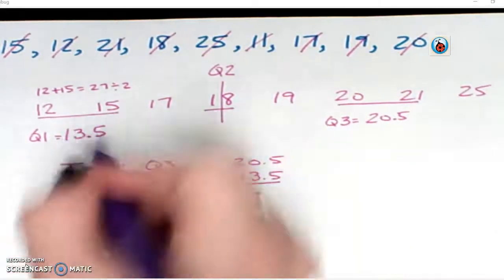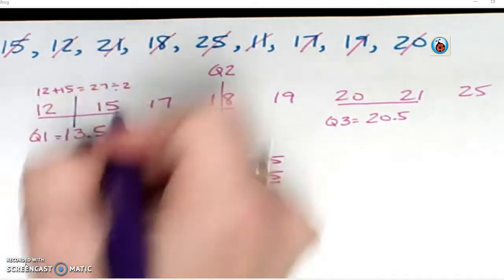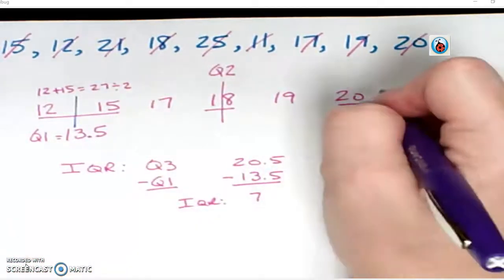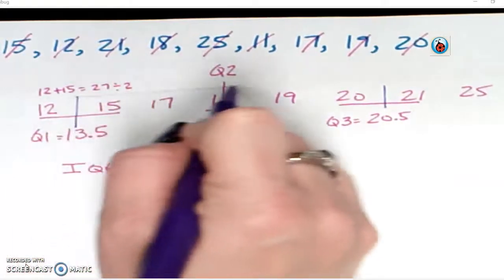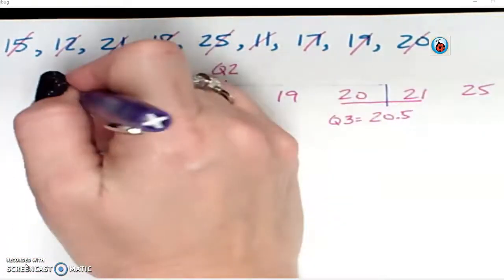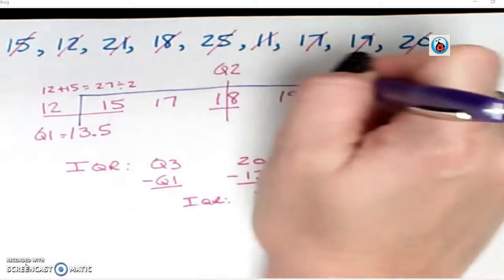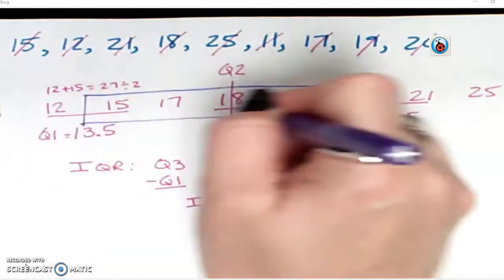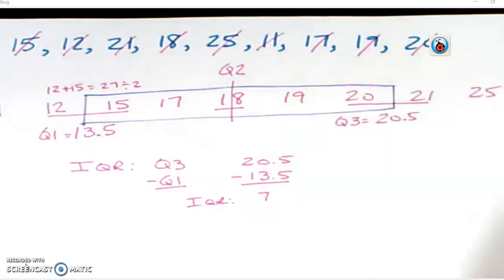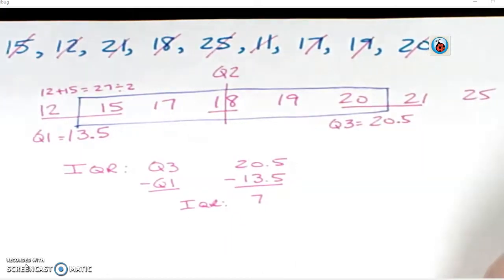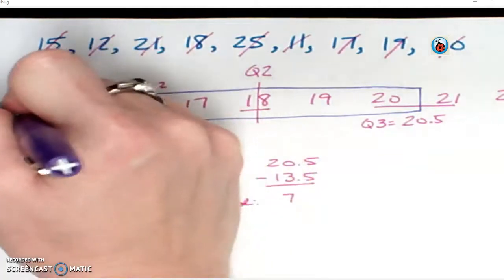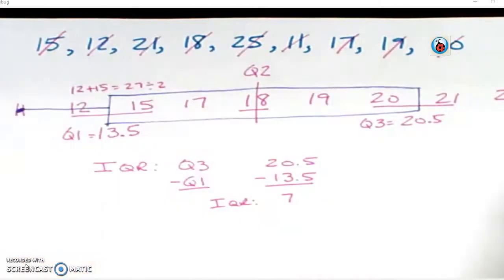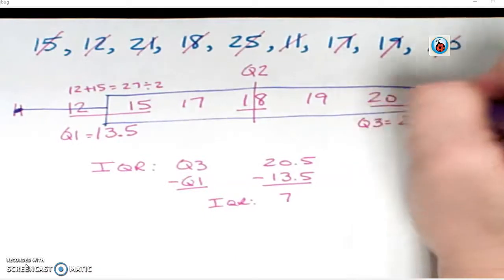So 13.5 would be right in here in the middle of these two. 20.5 would be the middle here. I'm now going to connect all of these. And that makes your box. And then it was called whiskers because you would then go from the box to the lowest number, known as the lower extreme, and then the upper extreme.